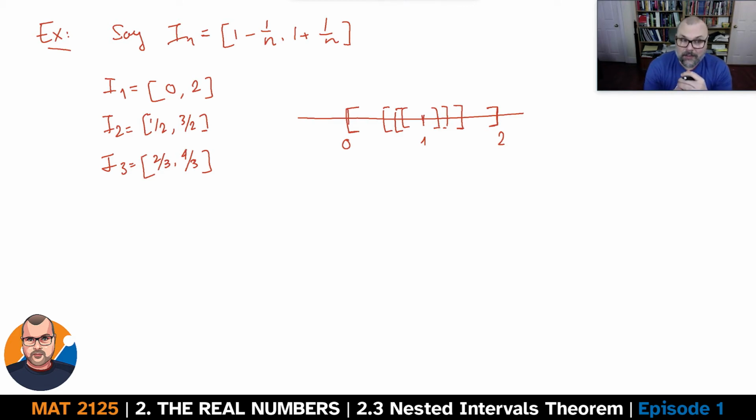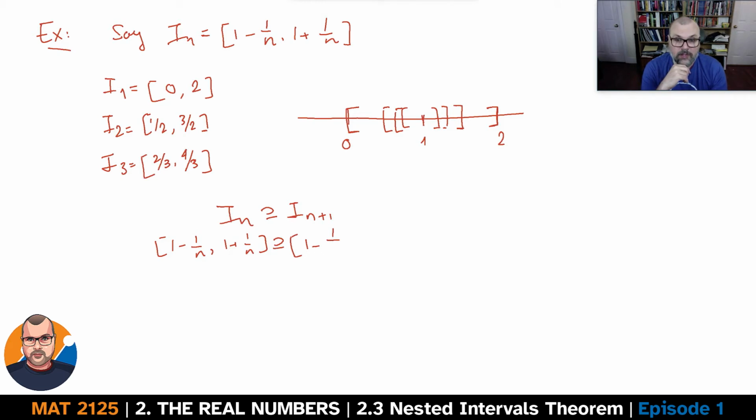Now, I say clearly, there is something to prove here. There is something to be shown. Are you able to show that I_n contains I_{n+1}? What does that really mean? Are you able to show that [1 - 1/n, 1 + 1/n] contains the interval from 1 - 1/(n+1) to 1 + 1/(n+1)? What would you need to show? Well, you would need to show, for instance, that this number here, this lower end, is inside of the interval I_n, which is to say that it is going to be greater than 1 - 1/n and smaller than 1 + 1/n.